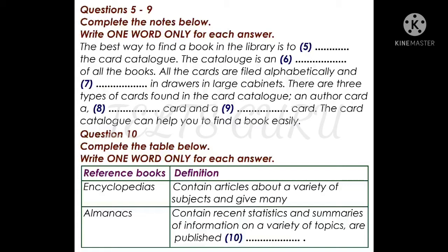The card catalogue can help you locate a particular book, a book on a certain subject, or a book by a particular author. In the card catalogue, each book has 3 cards, an author card, a title card, and a subject card. The author card is alphabetized under the author's name. The title card is filed alphabetically according to the title of the book. The subject card is filed alphabetically under the name of the subject of the book.